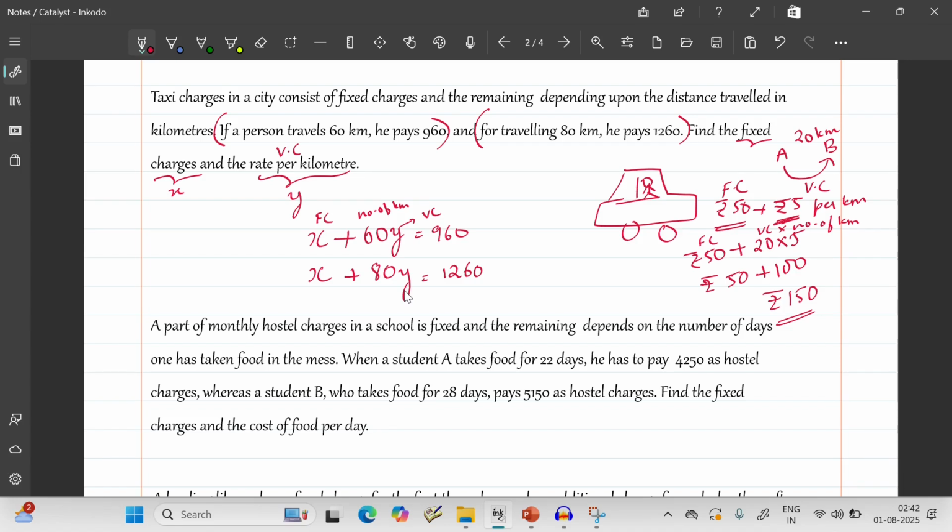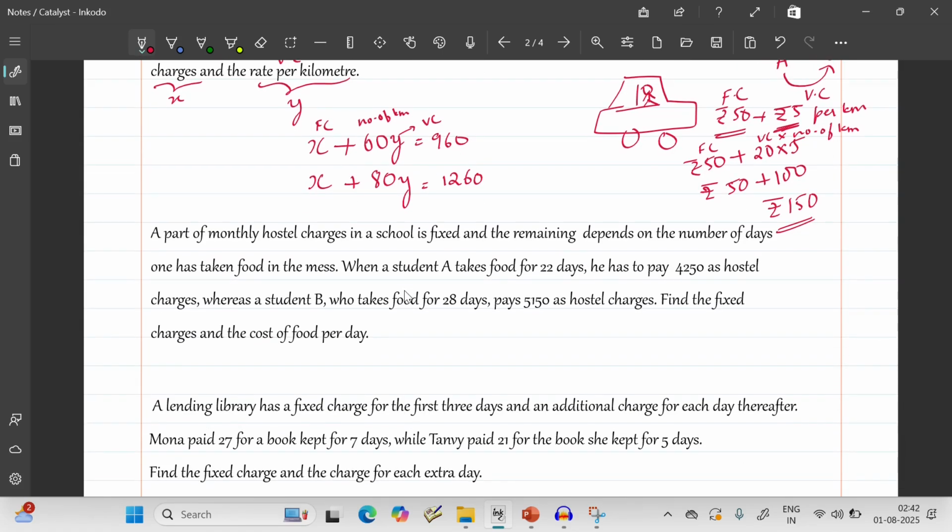Okay, now see the next question. This is a homework question for you. A part of monthly hostel charges in a school is fixed and the remaining depends upon the number of days one has taken food in the mess. Okay, so now you have the entire question where you have to find the fixed charge and the cost of food per day. So this is nothing but the variable charge you have to find. I leave this to you so that you can solve it and practice it.